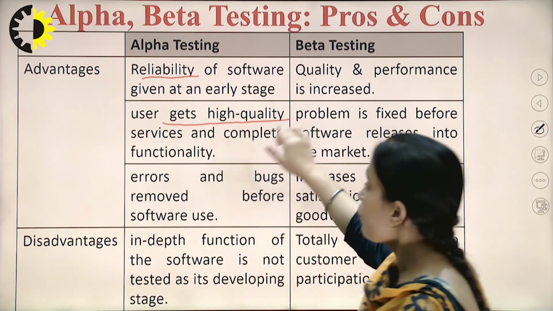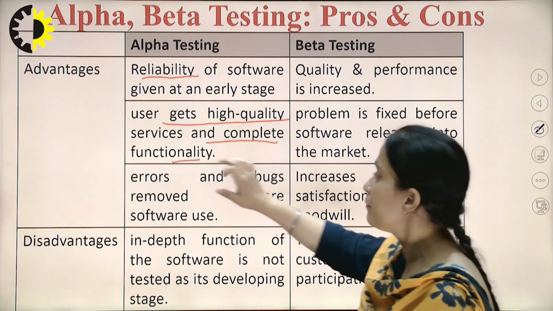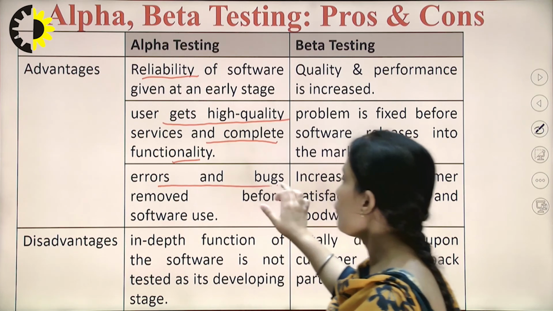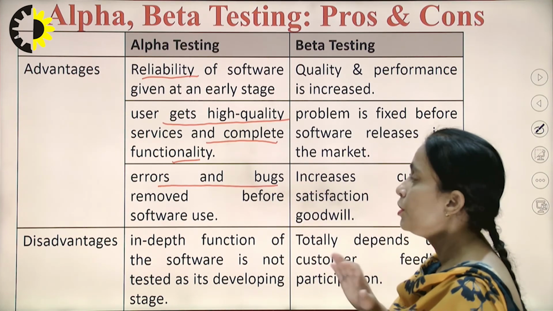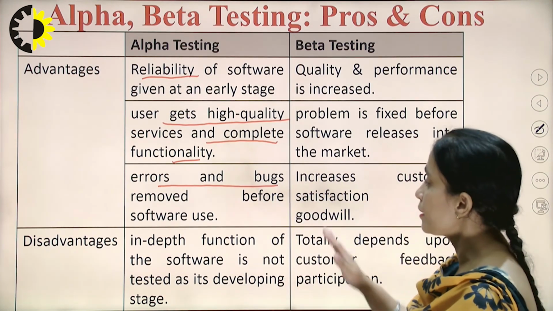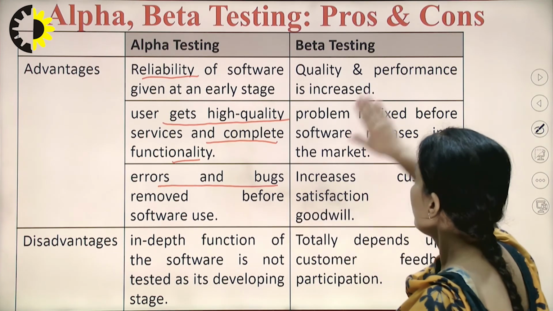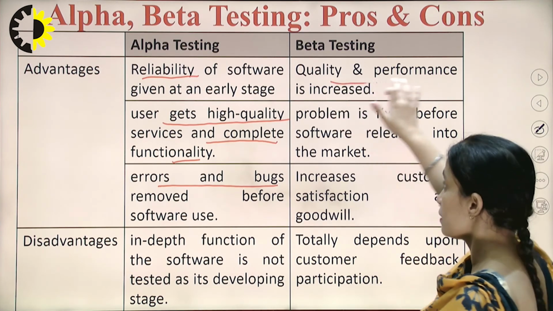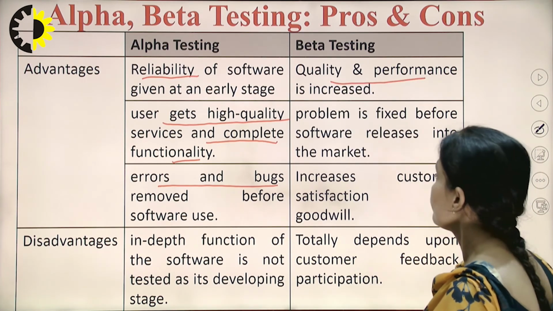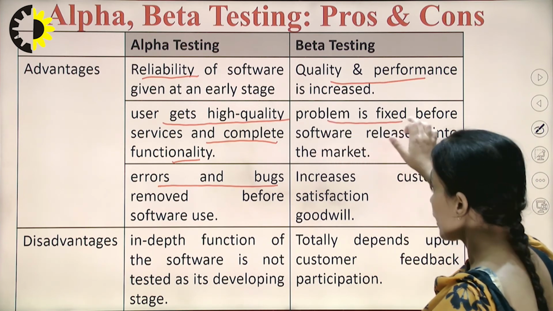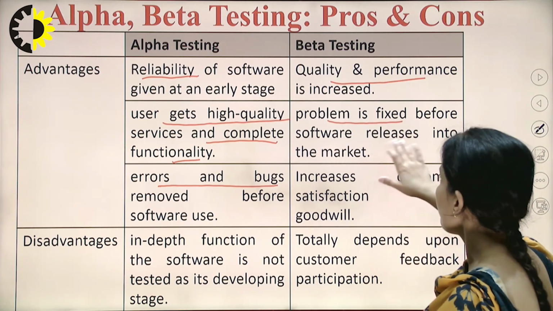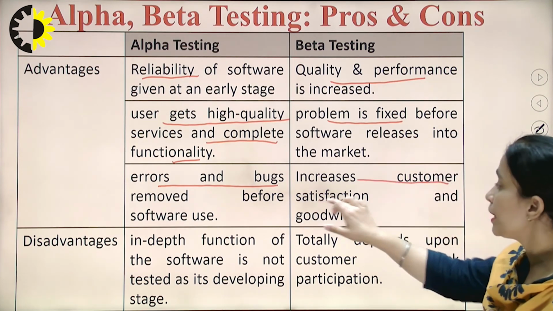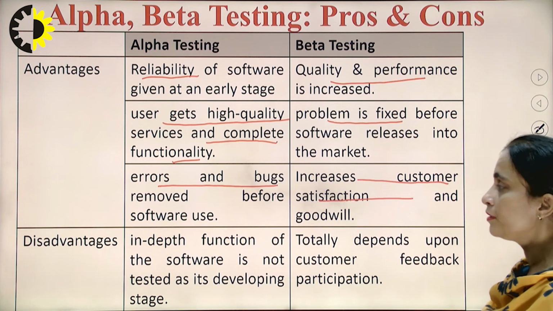Then moving on to the pros and cons. Alpha testing talks about the reliability of the software. The user gets high quality services and complete functionality. By performing alpha testing, errors and bugs are almost removed before the software is used. For beta testing, the advantage is that we are improving the quality. Problems are fixed before the software is released to the market, and we are increasing customer satisfaction and goodwill.